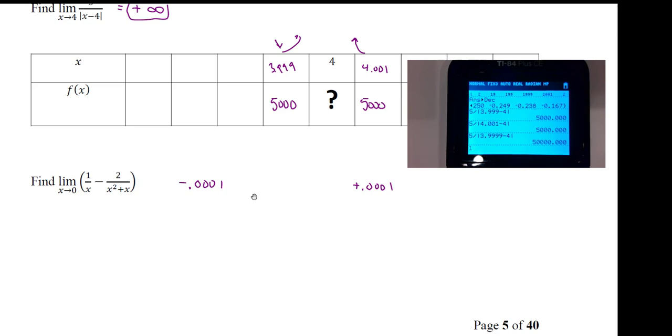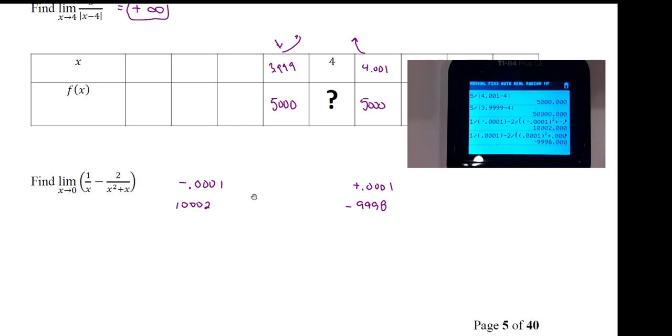So I have 1 over -0.0001 minus 2 over -0.0001 squared plus -0.0001. And as I close that off and press enter, it looks like we're getting an answer of 10,002. What if I go back and I delete the negative sign? What's going to happen if I delete the negative sign out of there? Oh, now I'm getting a value of negative 9998.